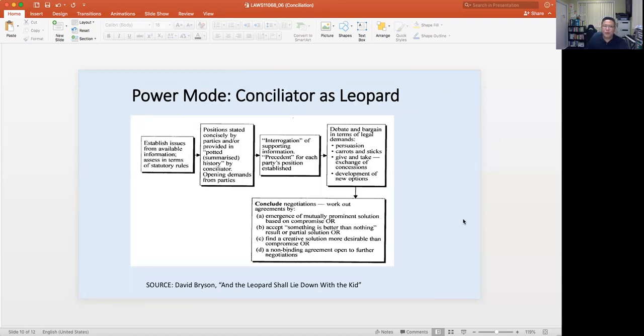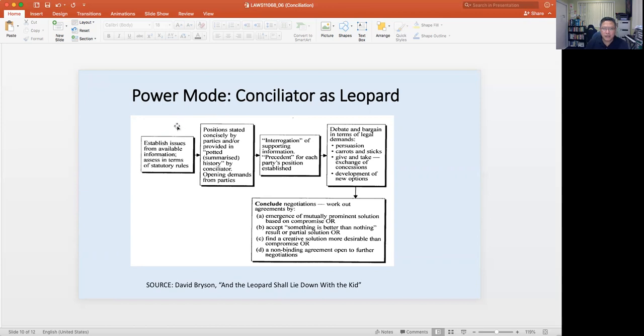Now, the typical way by which a conciliator discharges its role is the power mode. In this case, the conciliator is the leopard, in a very powerful position, using the metaphor created by David Bryson in his article, "And the leopard shall lie down with a kid." So if it's the power mode, it's the conciliator driving the parties towards a settlement. He's using his power. The power is with the conciliator as the leopard.